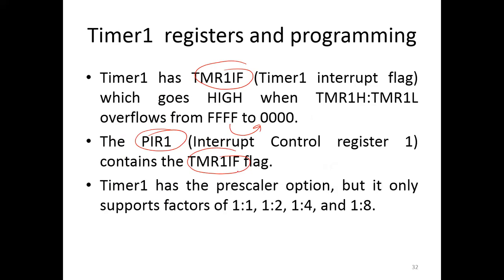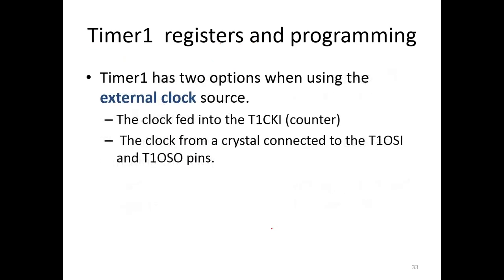Now, the first difference between timer 1 and timer 0 is that timer 1 is only 16-bit mode. The second difference is that timer 1 has only these 3 scalers. It can be 1, 2, 4, or 8. So what is important for timer 1?